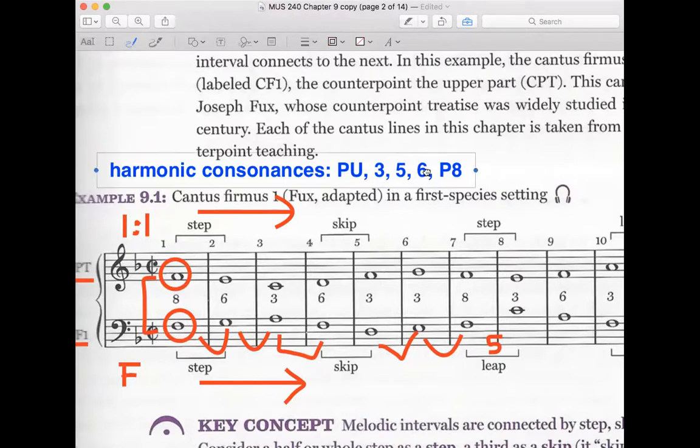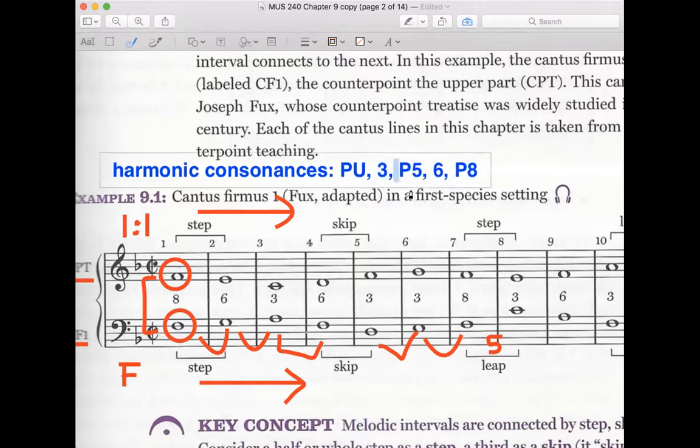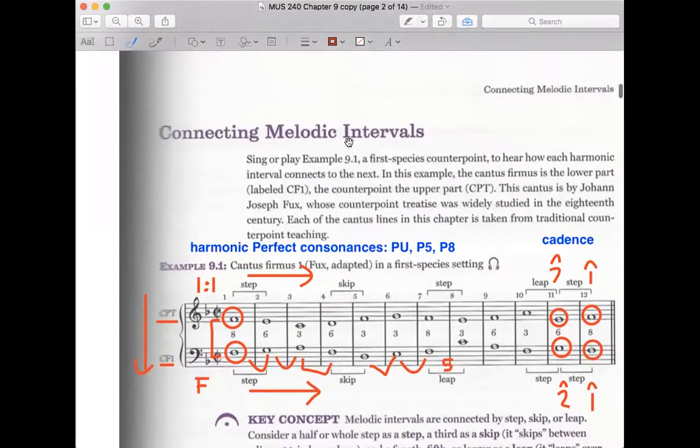Well, of course, we have the perfect intervals. Oh, I should have said the fifth as well. So let's group these together. So this will be perfect unison, perfect fifth, perfect octave. These are the perfect consonances. Okay, harmonic, perfect consonances.